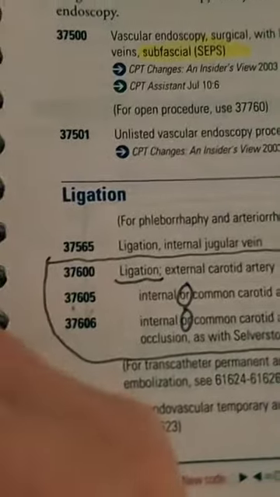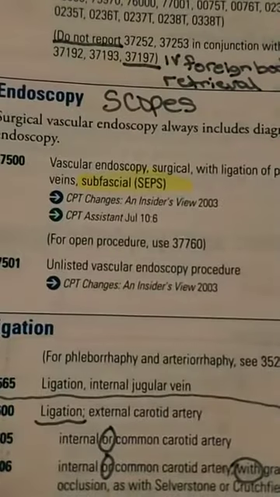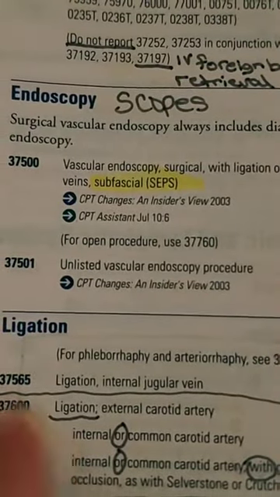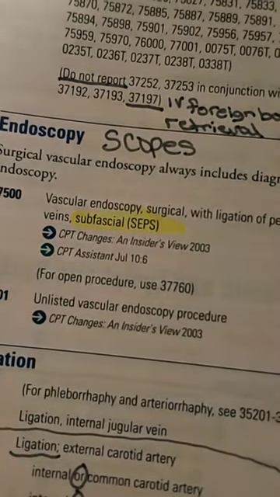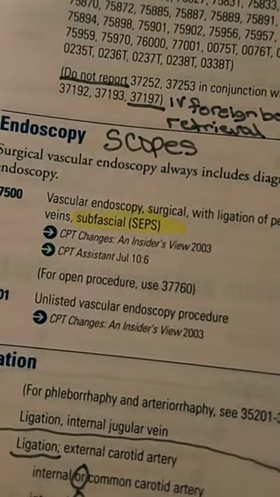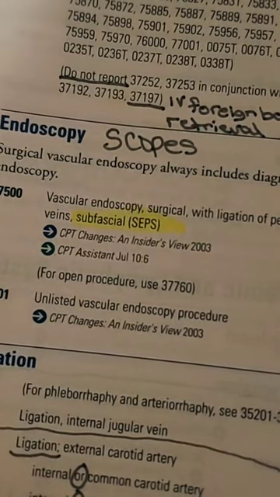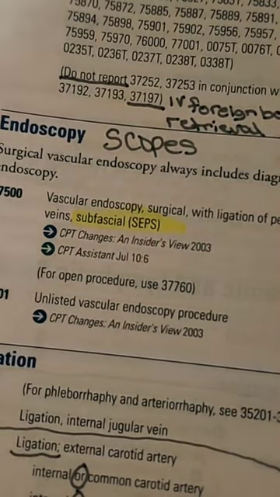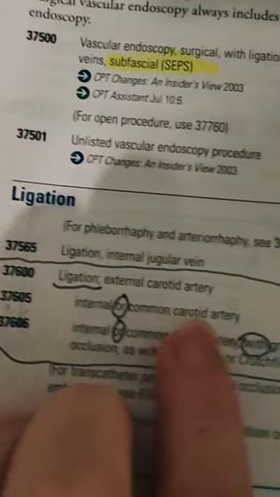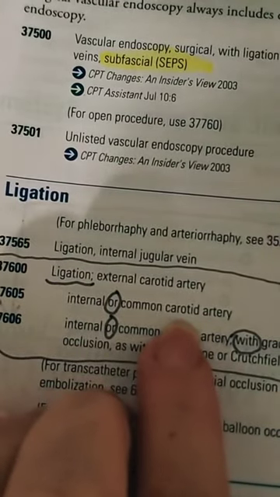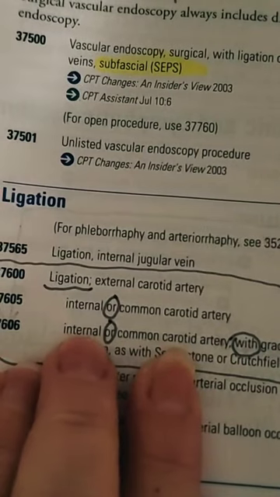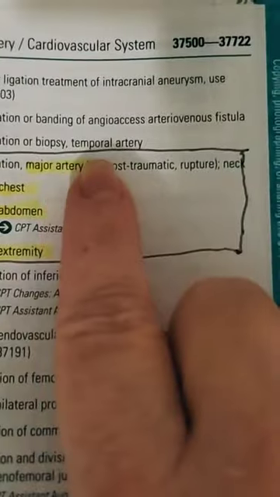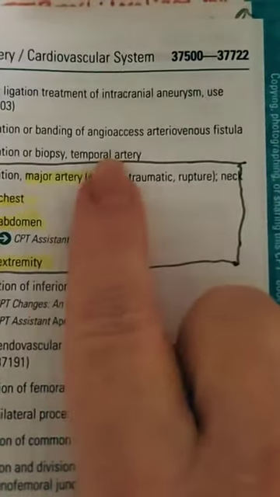37605 and 09. So 05 is under ligation. And then 09 is also, but it's also about a biopsy, but the two differences in these codes is which artery. This one is carotid. The other one is temporal. Temporal artery. That's our one word difference.